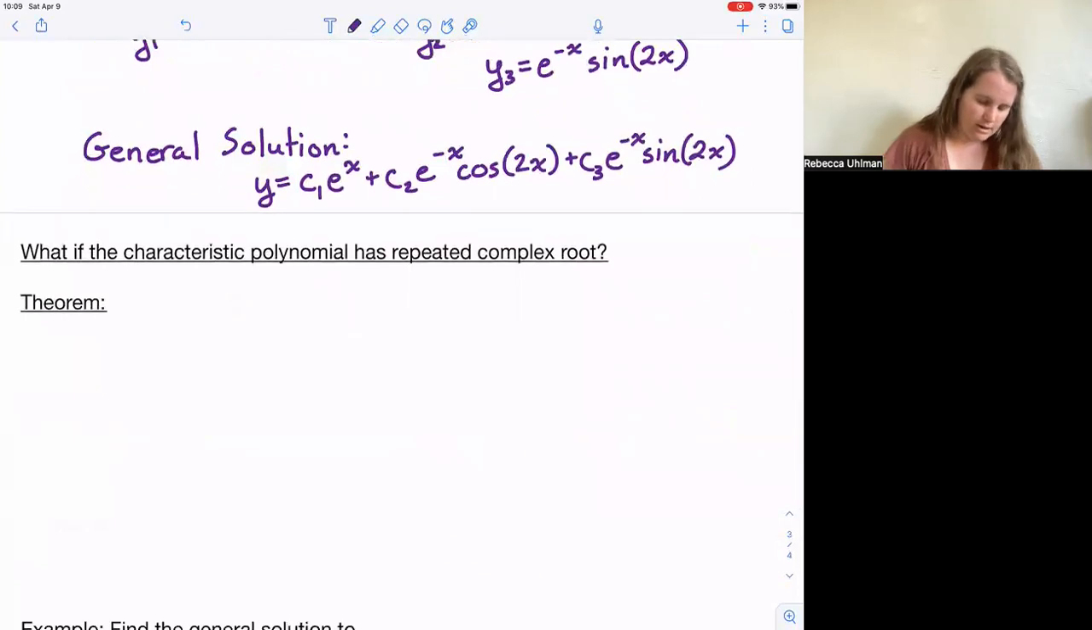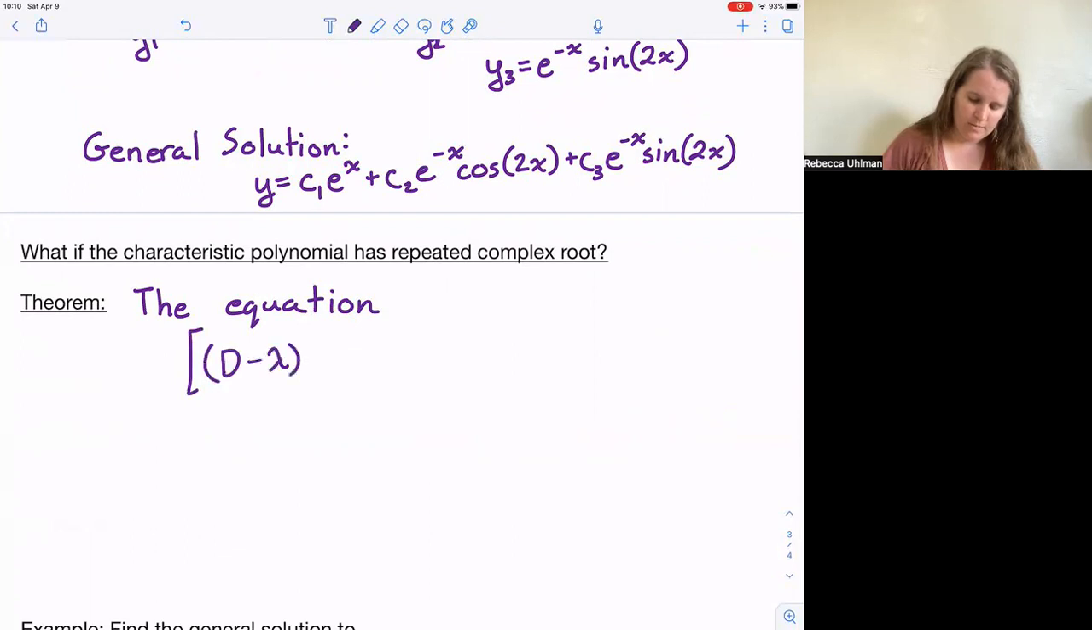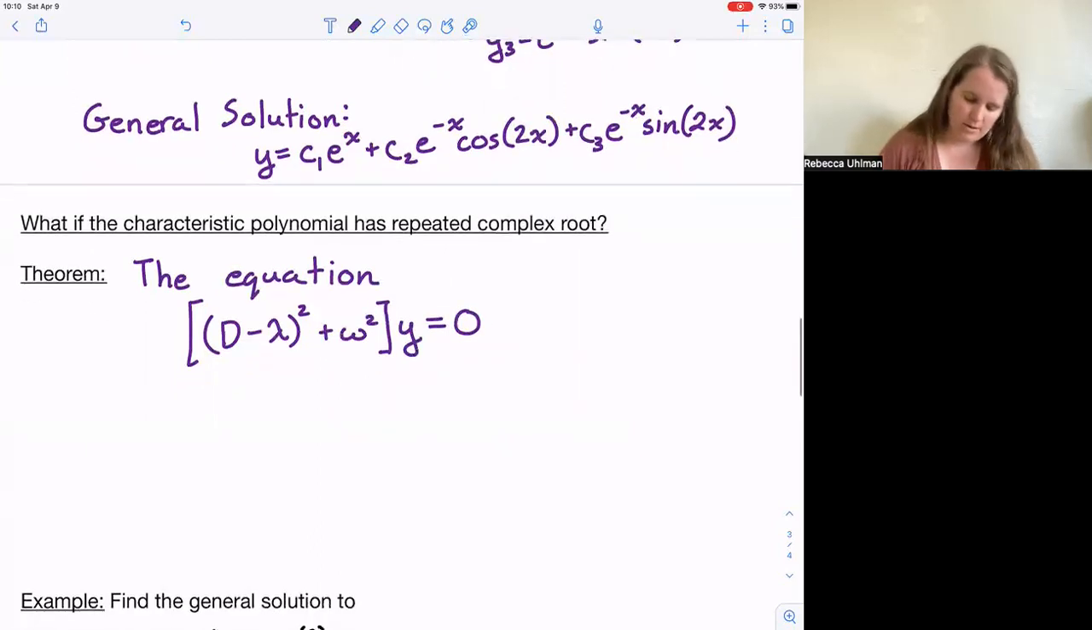So let's go ahead and take a look at the general equation with repeated complex root, which we will write as (D minus lambda) squared plus omega squared, all raised to the kth power, and then applied to y equals 0. So this will have complex root lambda plus or minus omega i repeated k times.